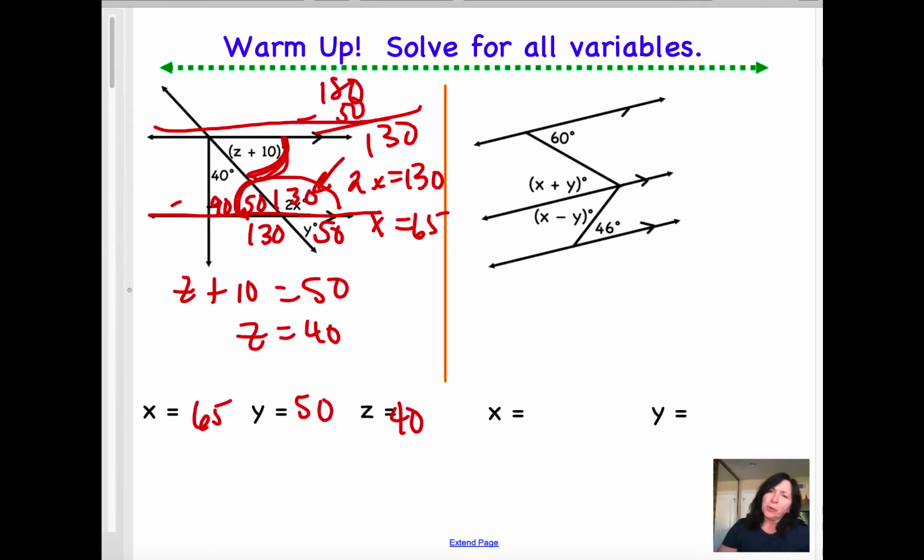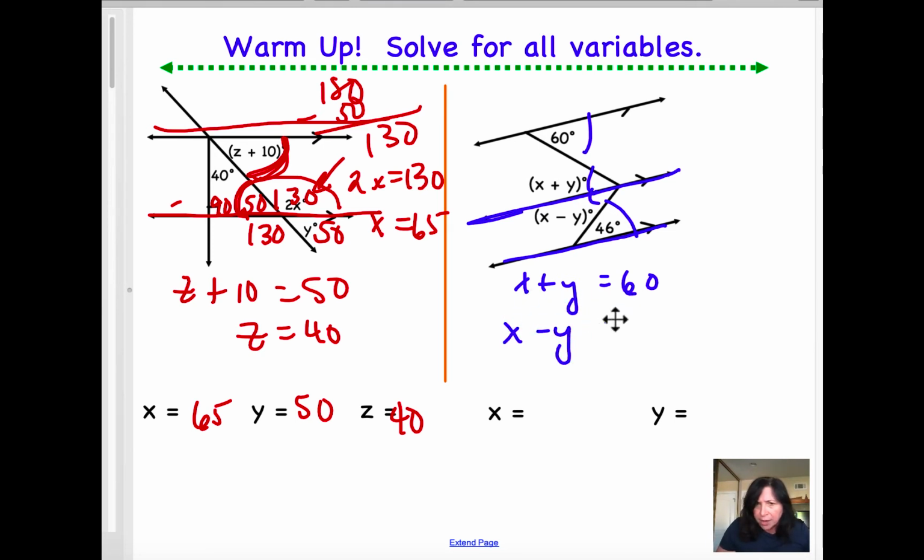Okay. For the right problem here, these look like alternate interior angles for sure. So we know that x plus y equals 60. And these two are alternate interior angles because of this parallel line, right? So that means that x minus y is equal to 46. So x minus y equals 46. Now I've got a system of two equations, two unknowns. There are multiple ways of solving this: graphing, elimination, and a couple of other ways. One's called Cramer's rule. We'll probably learn that next year, or we could show you this year too.